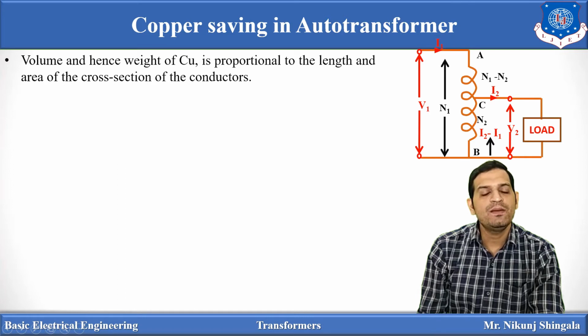Now, the volume and the weight of the copper are proportional to the length and area of cross section of the conductor. So volume is basically proportional to the area and length of the conductor.